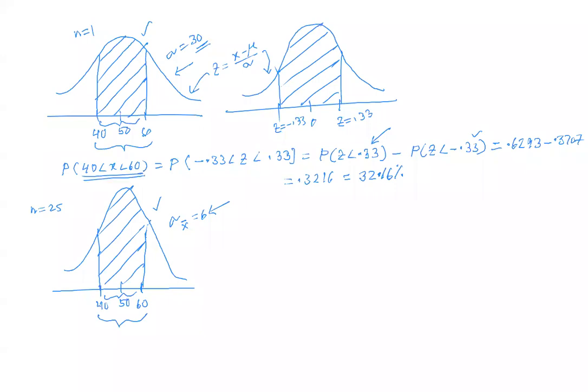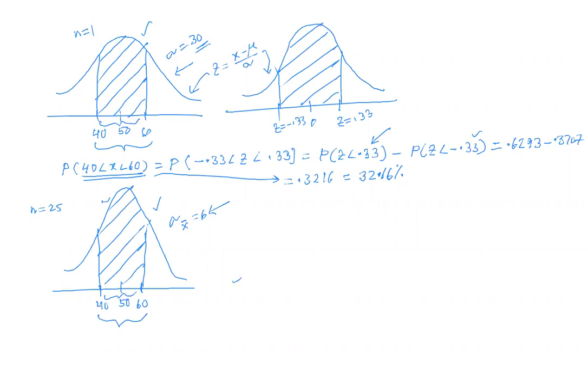So this probability is this number. So the probability that a randomly selected person spends between 40 and 60 minutes is roughly about 32%. Now this one should be higher. So let's go ahead and do this.